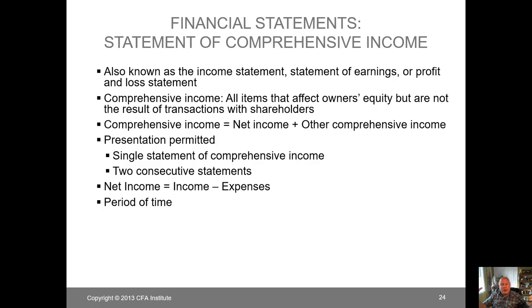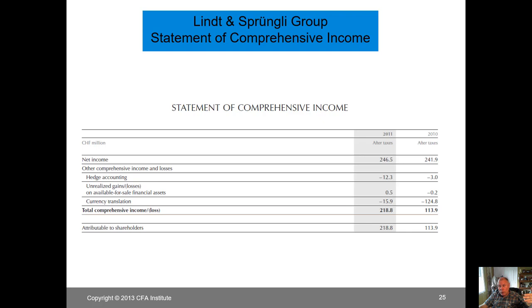Net income equals income minus expense. It's always shown for a time period, whether that be quarterly or annually. Not every company has a calendar year ending December 31st. Sometimes they have earlier ones.